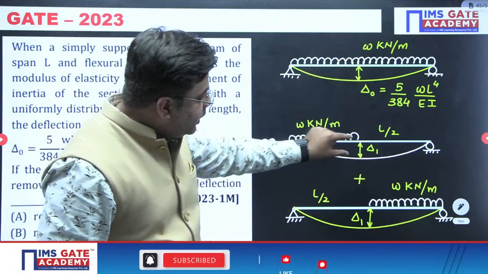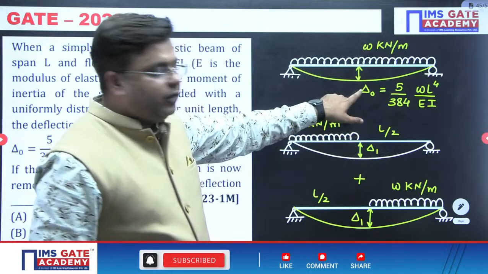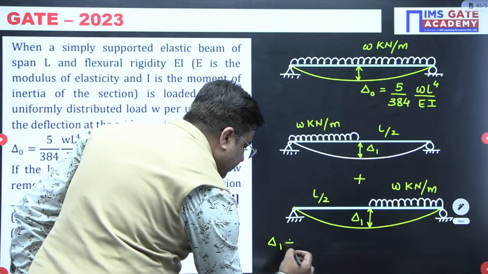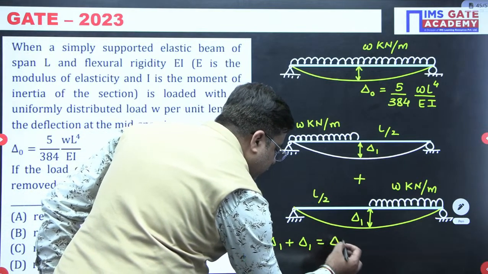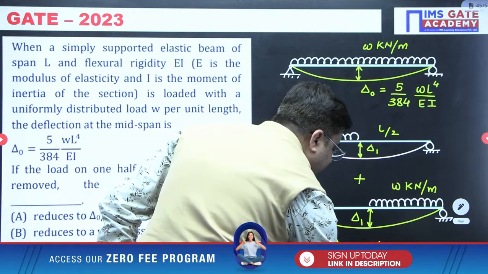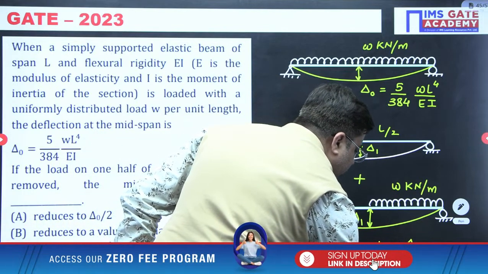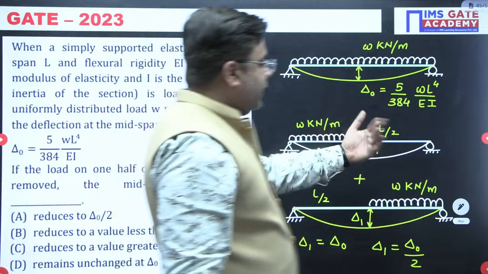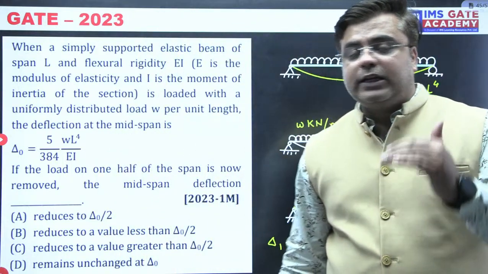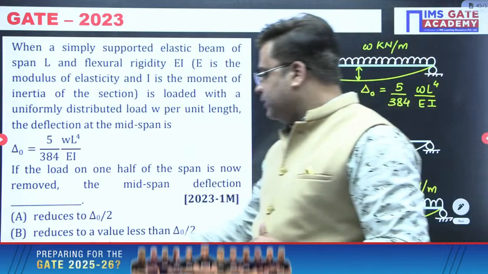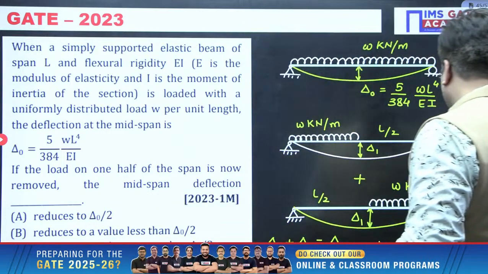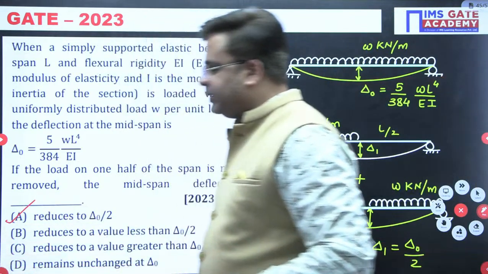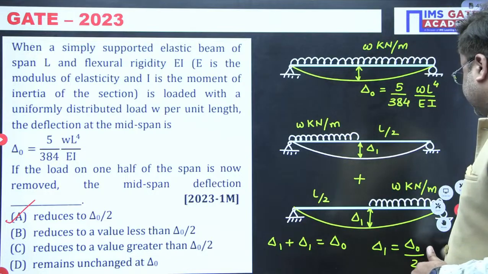Means you can write down delta 1 plus delta 1 is equal to delta naught. So from here, what will be the value of delta 1? Delta 1 is equal to delta naught by 2 in simple words. So they are asking, if you remove UDL on any half, what will happen to the deflection? The deflection is going to reduce by half. So you can see it reduces to delta naught by 2. So for this question, your statement A is the absolutely correct statement. Okay. Let's move ahead with this next question.